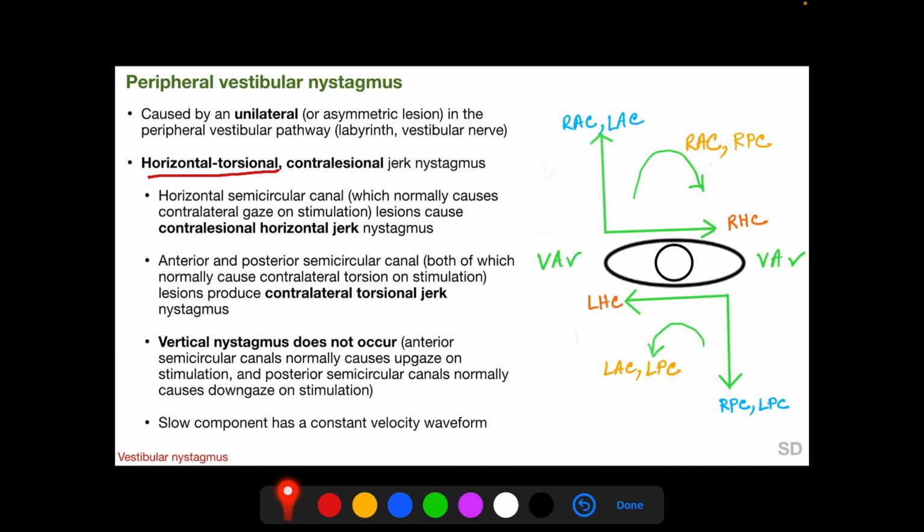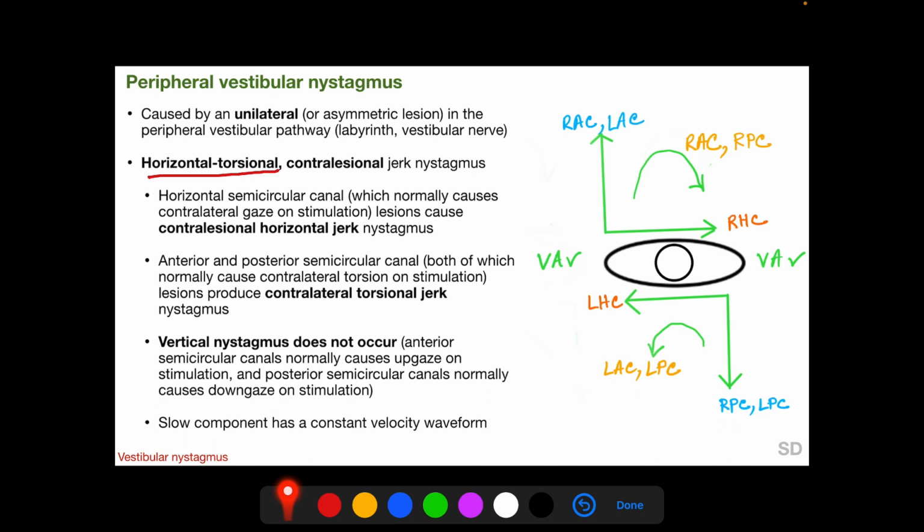So the anterior and the posterior canals of the right inner ear upon stimulation induces torsion of both the eyes towards the left side, and the anterior and posterior canals of the left inner ear induces torsion of both the eyes towards the right side. So lesions of the anterior and posterior semicircular canals produce contralateral torsional jerk nystagmus. And because of these two causes, peripheral vestibular nystagmus is combined horizontal torsional in nature.